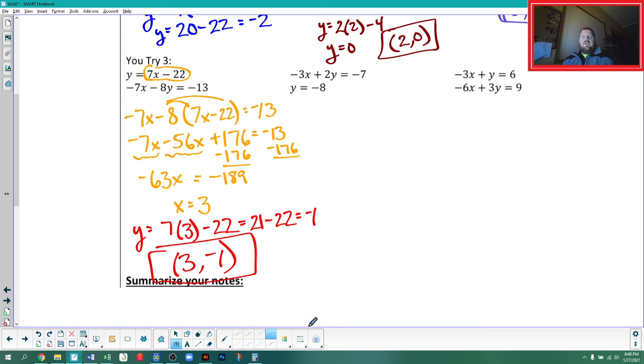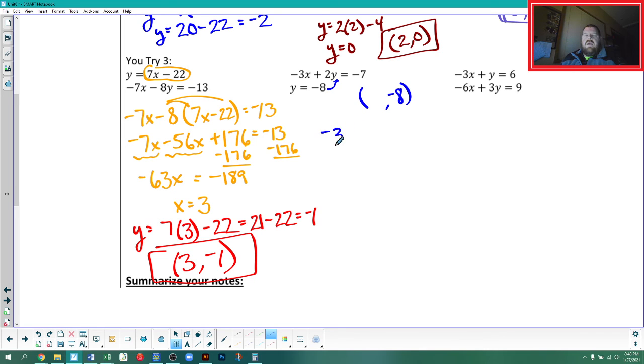Okay. Next one, pretty straightforward because they actually already tell me what y is. I know that y is negative 8. So that helps me in two different places. Number one, I just get to plug that negative 8 in for y. But also it tells me that wherever these lines cross, the y value is going to be negative 8. I just don't know the x value yet.